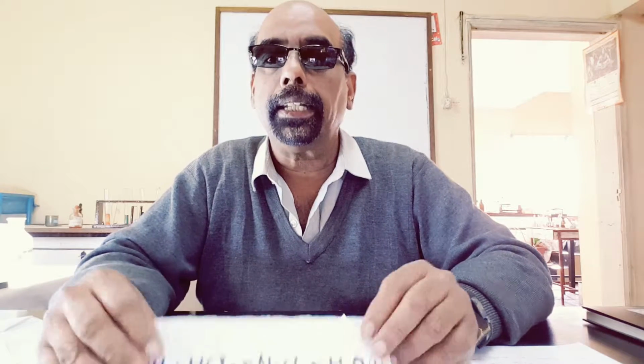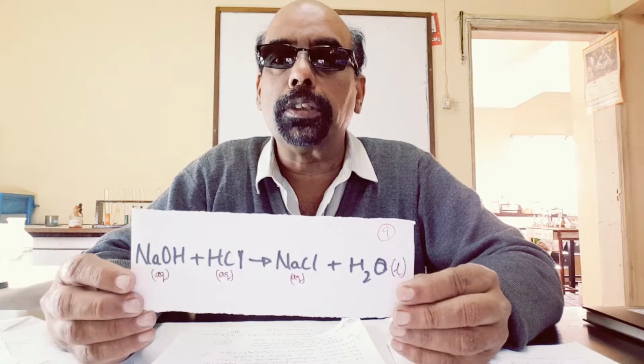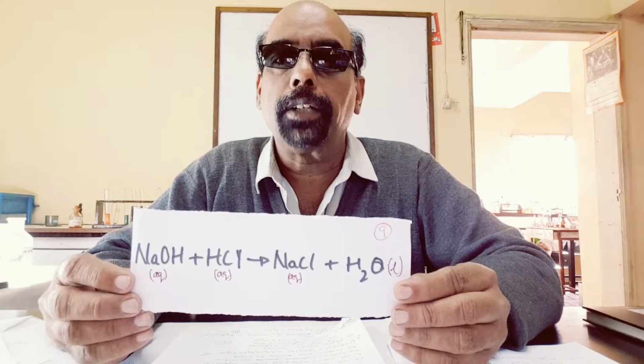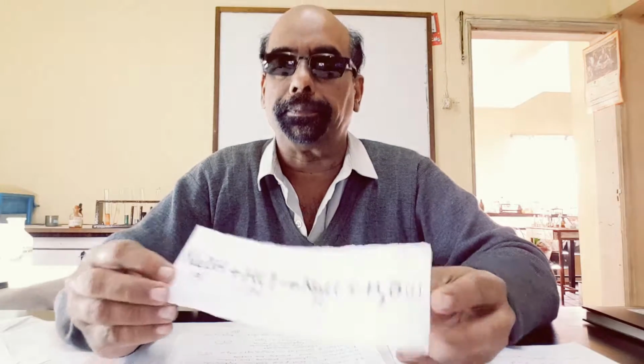To prepare sodium chloride, NaCl, the Na will come from sodium hydroxide, the alkali. Chloride will come from hydrochloric acid, the acid. The sodium hydroxide will react with the hydrochloric acid to give sodium chloride and water. This is the equation for the reaction between sodium hydroxide and hydrochloric acid, giving sodium chloride and water.